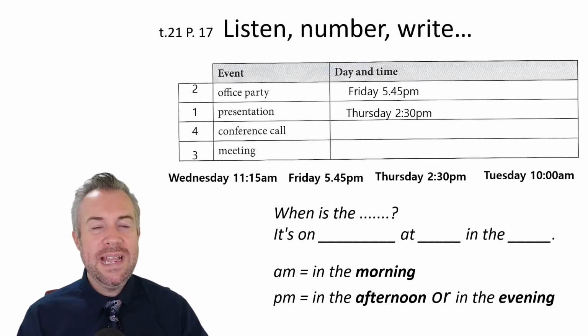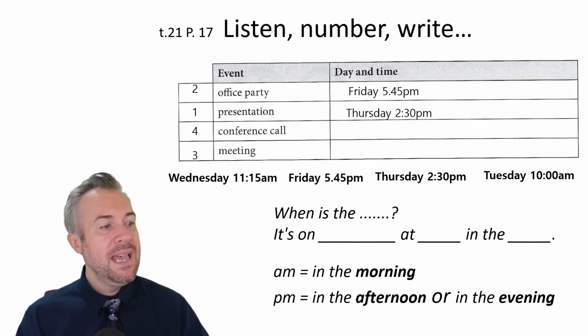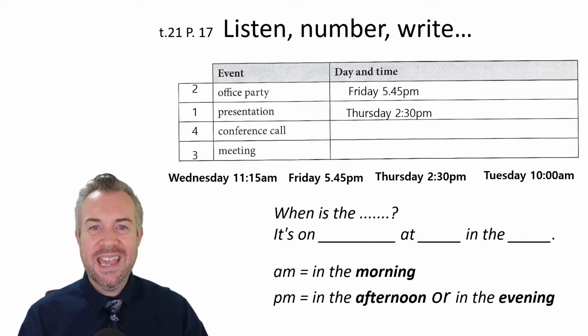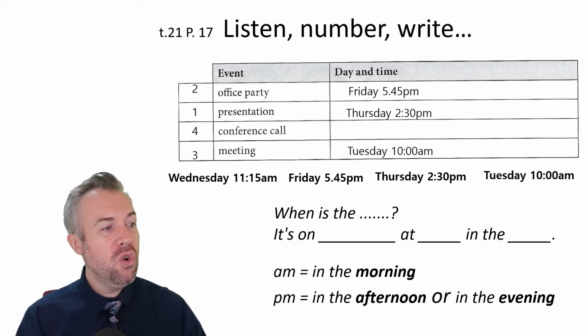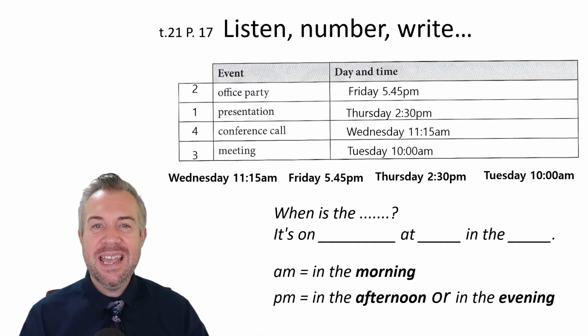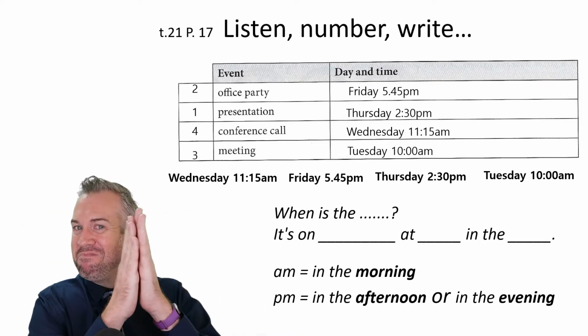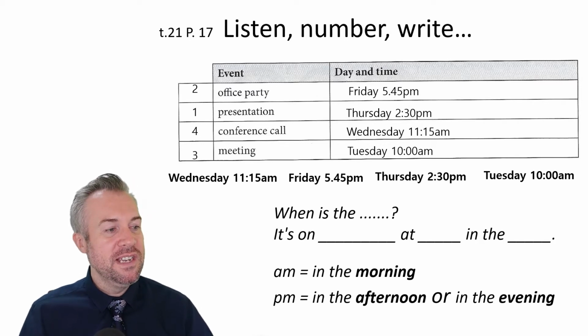Number 3, when is the meeting? It's on Tuesday at 10 o'clock in the morning. When is the meeting? It's on Tuesday at 10 o'clock in the morning. So that means that number 4, when is the conference call? It's on Wednesday at 11:15 in the morning. Did you get all of those correct? Good job.